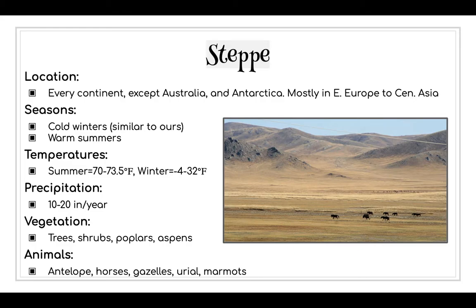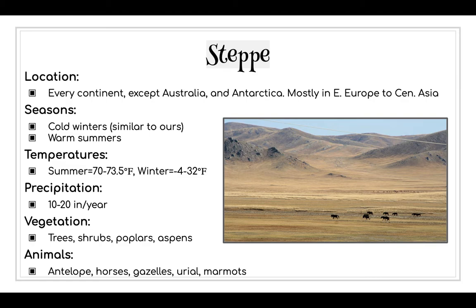Okay, steppe. So steppe is every continent except Australia and Antarctica. There's a steppe climate. Mostly the bigger areas would be Eastern Europe and Central Asia. Seasons, they have very cold winters that are similar to what we have, and very warm summers. Once again, there's not a ton of precipitation, so it can get very, very warm. So temperatures will range from 70 to 73 and a half degrees on average in the summer, all the way down to winter, -4 to 32 degrees Fahrenheit. So very, very cold in the winters.